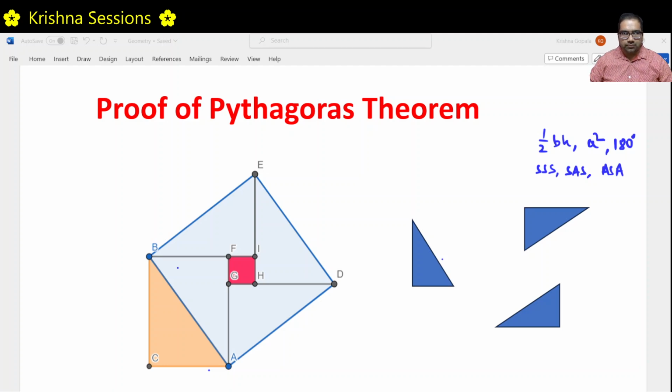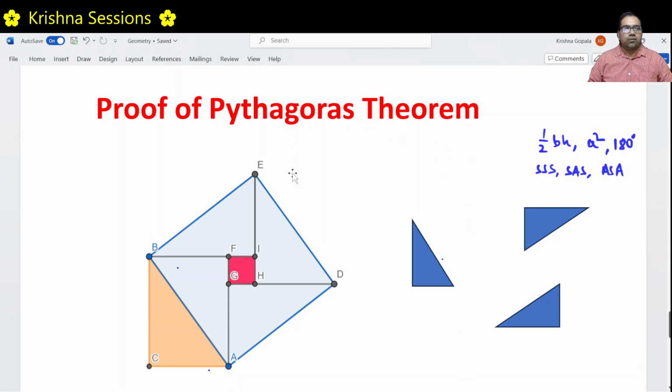Good evening, friends. Today we will learn the proof of Pythagoras theorem. A lot of teachers don't touch this in school, right? But this is very important. This proof is very important and very beautiful. So let us learn this.